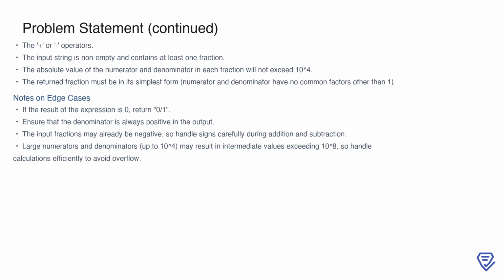The constraints for the problem specify that the input string will always contain at least one fraction, and it will only include fractions in the form n/d combined with plus or dash operators. Both the numerator and denominator are integers, and the denominator is always greater than 0. The absolute values of the numerator and denominator do not exceed 10,000, meaning intermediate calculations could result in large values, so it's essential to handle these efficiently to avoid overflow.